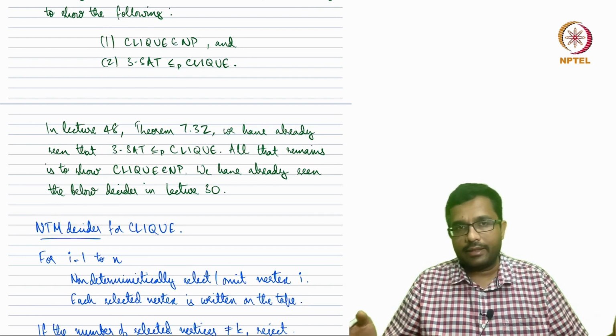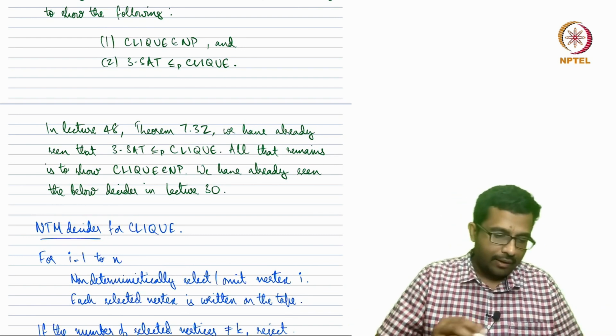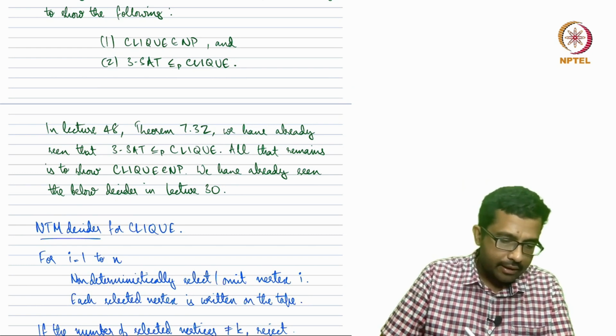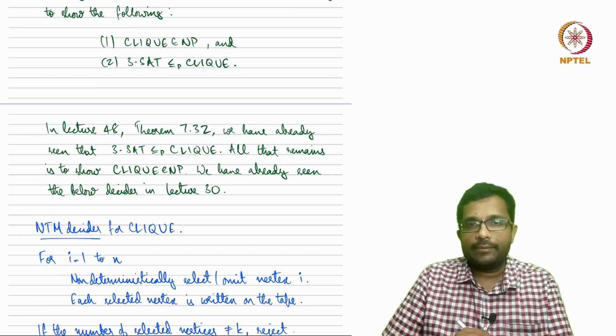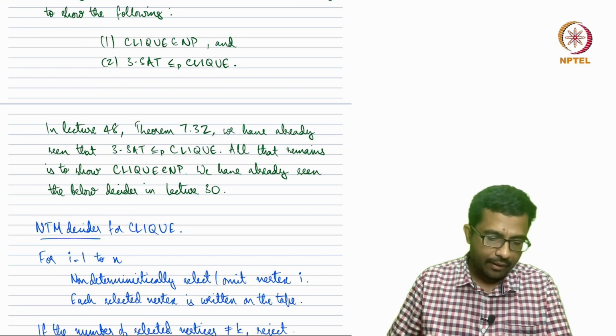We had a full reduction when we saw NP complete polynomial time reductions. So this shows that 3 SAT reduces to CLIQUE. So now all that remains is to show that CLIQUE is in NP.